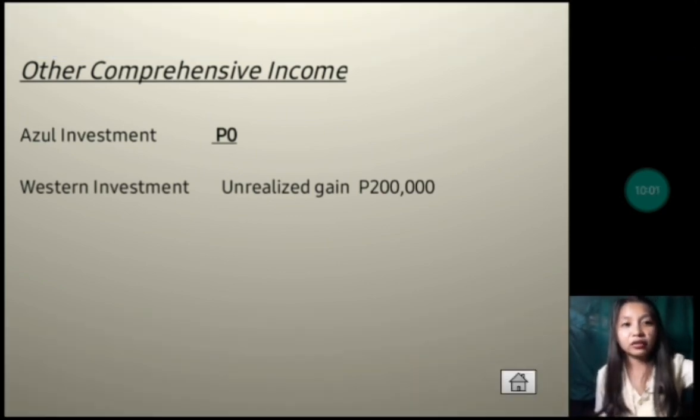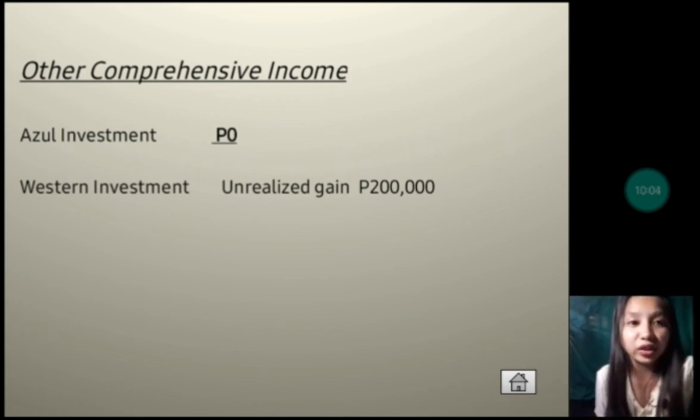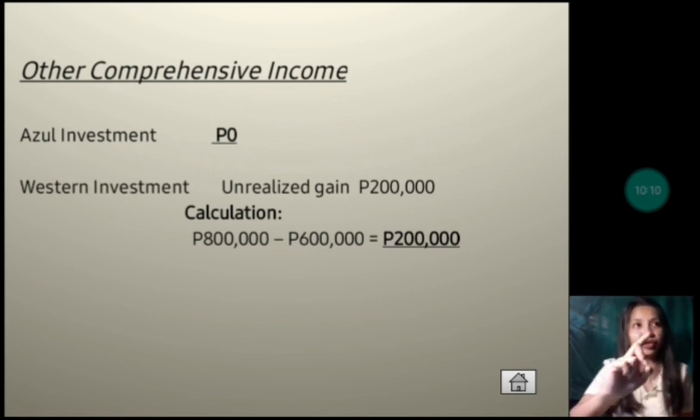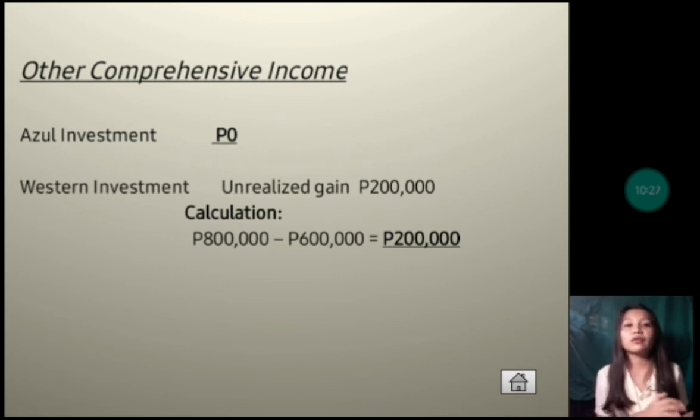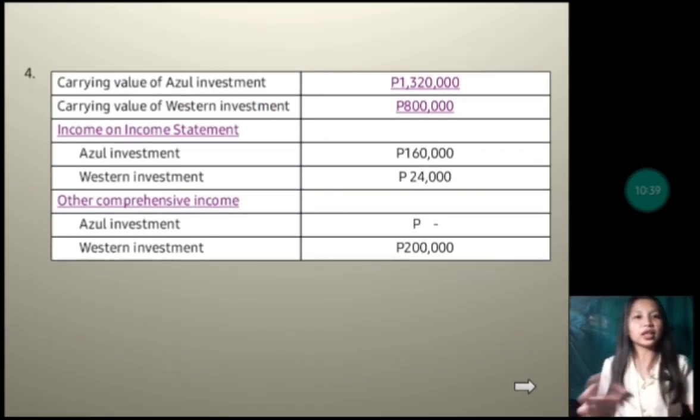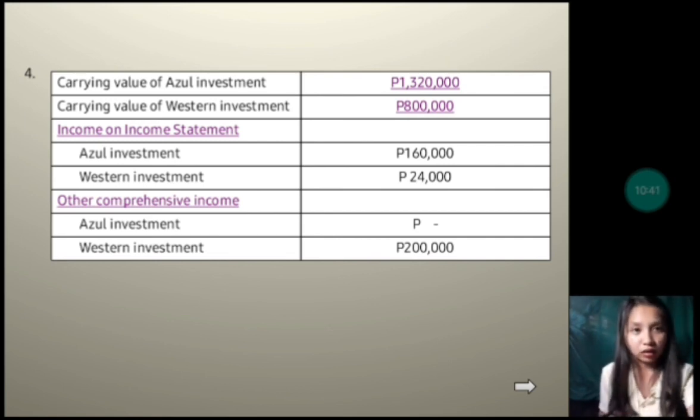So we have an unrealized gain of 200,000 from the Western investment. The calculation for this is 800,000, which was the fair value of the Western investment, minus the 600,000, which was the purchase price or the original investment in Western on January 2, 2016. So you have to deduct it from its market value or fair value. You can get 200,000, which is the unrealized gain. So that is how we get all the amounts here in this table.